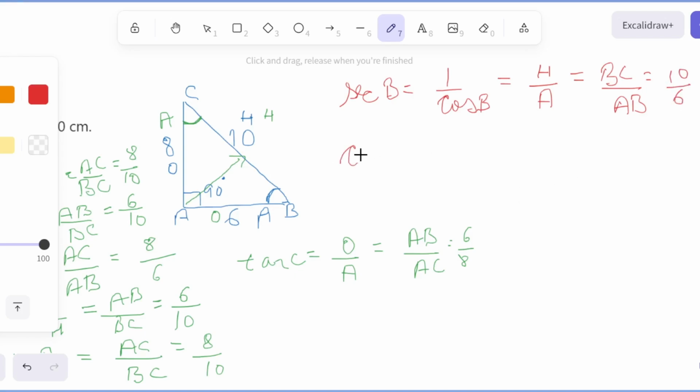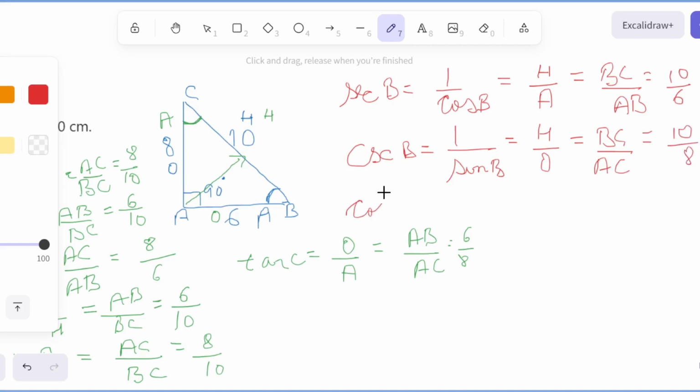And cosecant B is the inverse of sine, so it will be hypotenuse upon opposite. The hypotenuse is anyhow BC, and the opposite for this is AC. So this will come out to be 10 over 8.